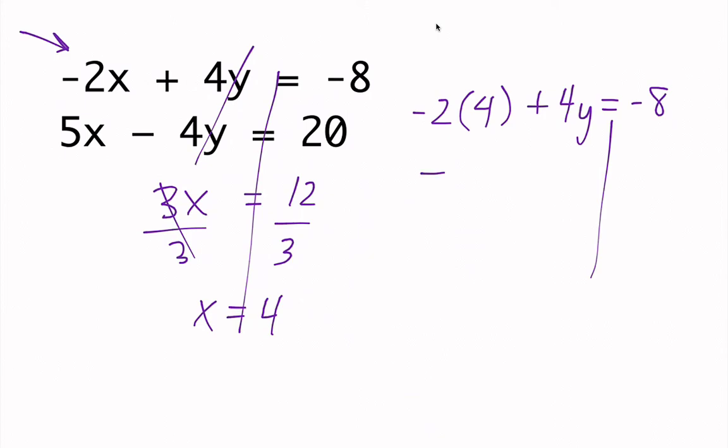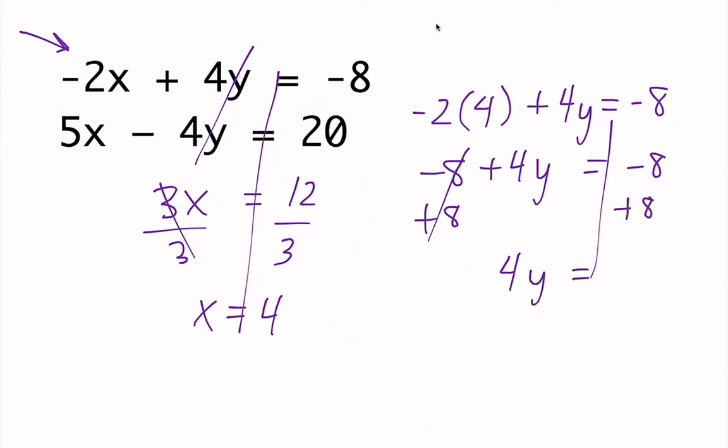Negative 2 times 4 is a negative 8. My plus 4y drops down, and negative 8 on the other side. Add 8 to both sides. 4y drops. Negative 8 plus 8 is 0. Final step is to divide 4 on each side to get y is equal to 0. So my answer is 4. Oops. 0.